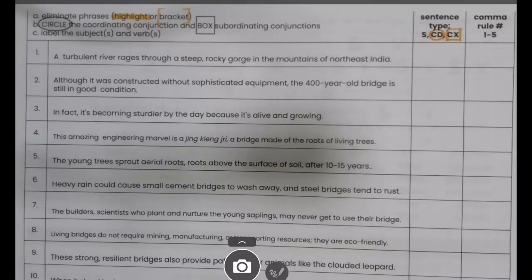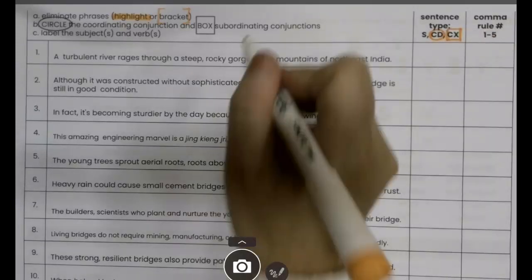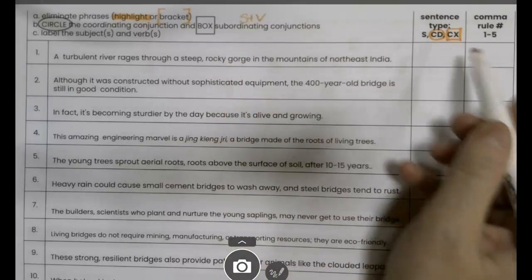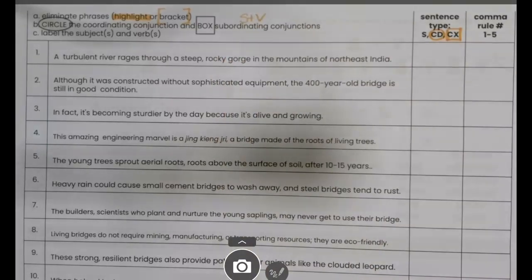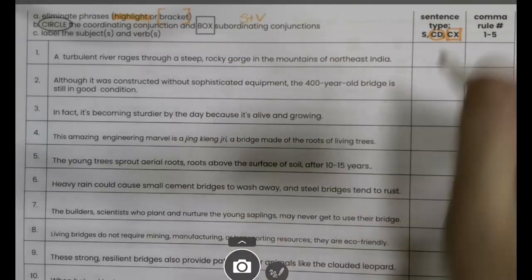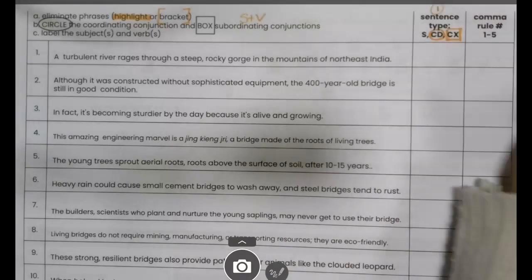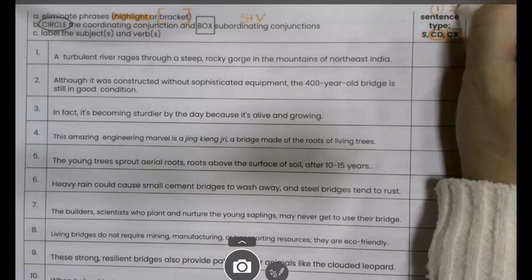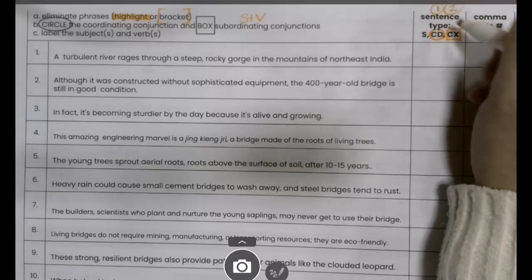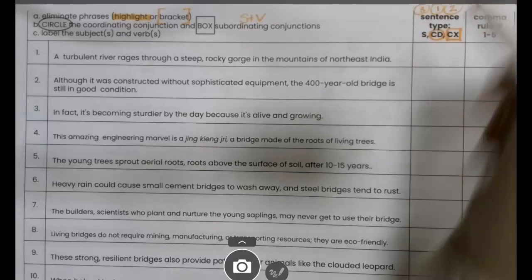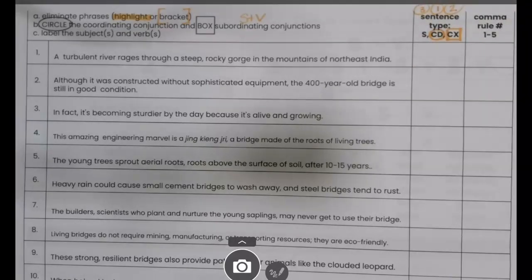If we can find them with a subject and a verb after them, then we know that we have a complex sentence. And this is the order we want to look in them. We want to look for compound sentences first, complex sentences second, and then if we can't find either of those, then we know it's a simple sentence. After that, we're going to go through and look at why the commas are there.